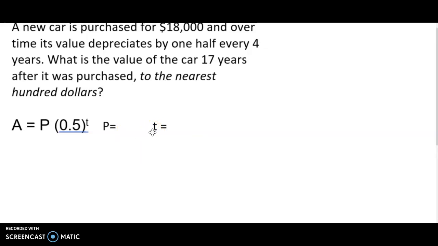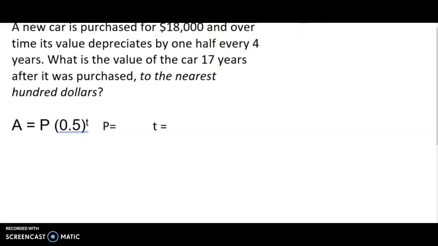Now, this is the very important part. The most important part to remember is that every time you see 1/2 every, whatever number that is, that's going to be in your denominator, or the bottom of your fraction. So I'm going to show you that in an example in a minute. So let's take a look here.